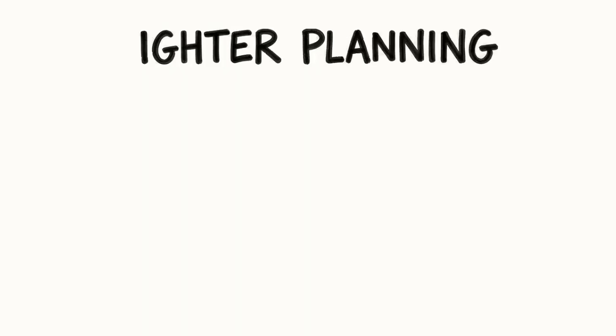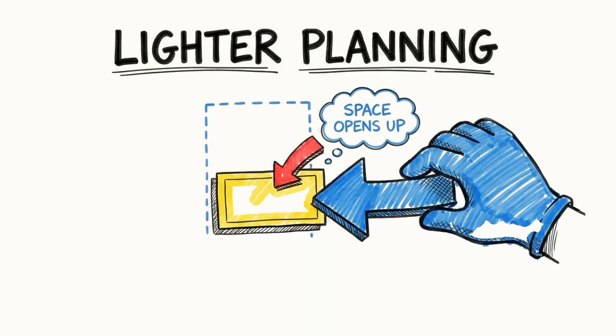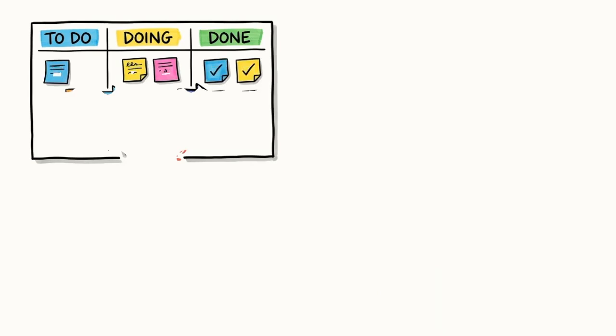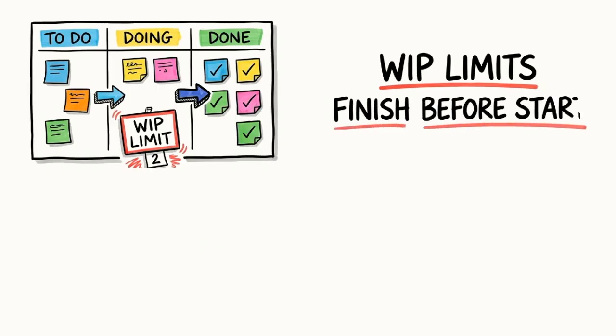In Scrumban, teams may still plan work like Scrum, but planning is lighter and often optional. Instead of forcing all work into a fixed sprint commitment, items are pulled through the system as capacity becomes available. The Kanban board stays central, showing exactly where work is and what's getting stuck. WIP limits make sure the team finishes work before starting new things.